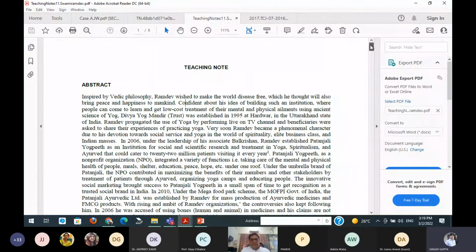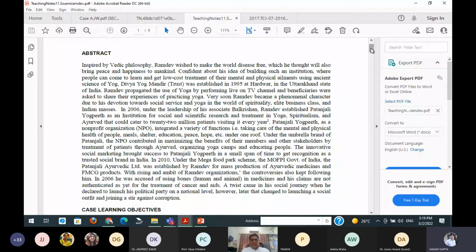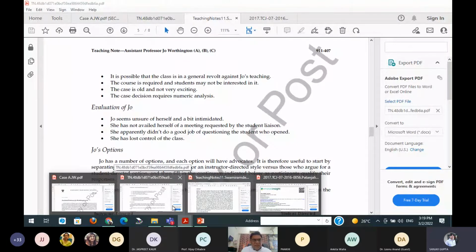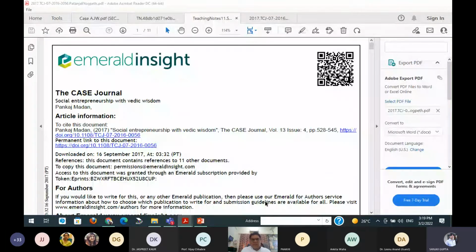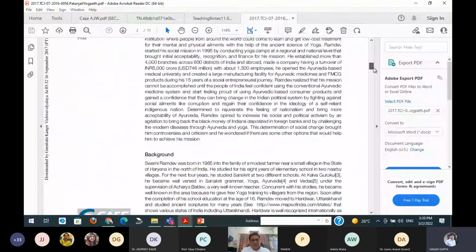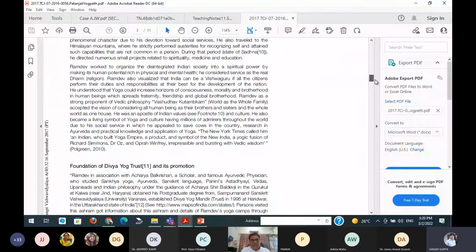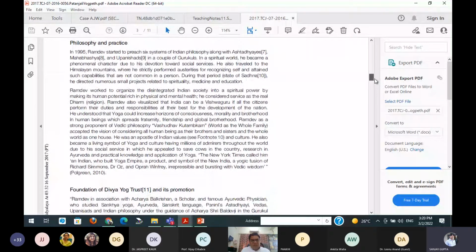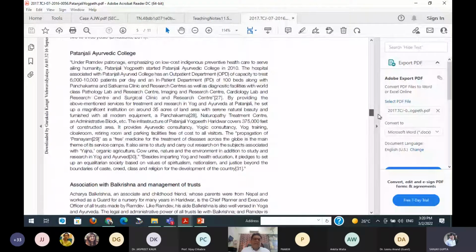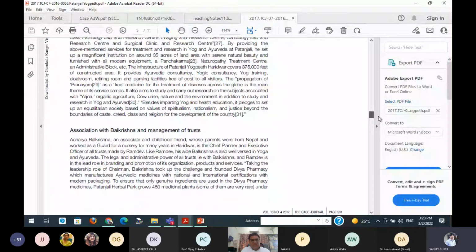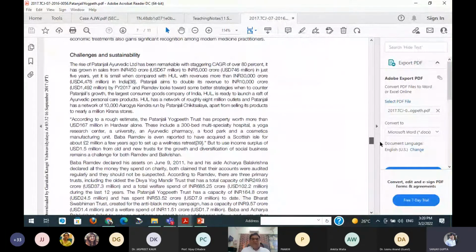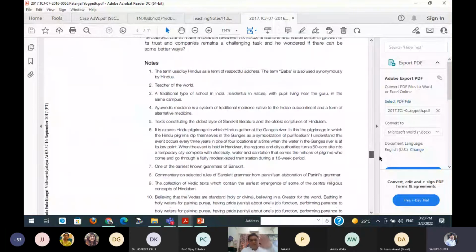In teaching notes, if you compare this with the case, the structures are totally different. In the case, you are giving a background of what is happening and what the situation was. You are talking about the whole situation: Patanjali, the association of Balkrishna and the management of the trust, and the marketing and sustainability challenges they faced.